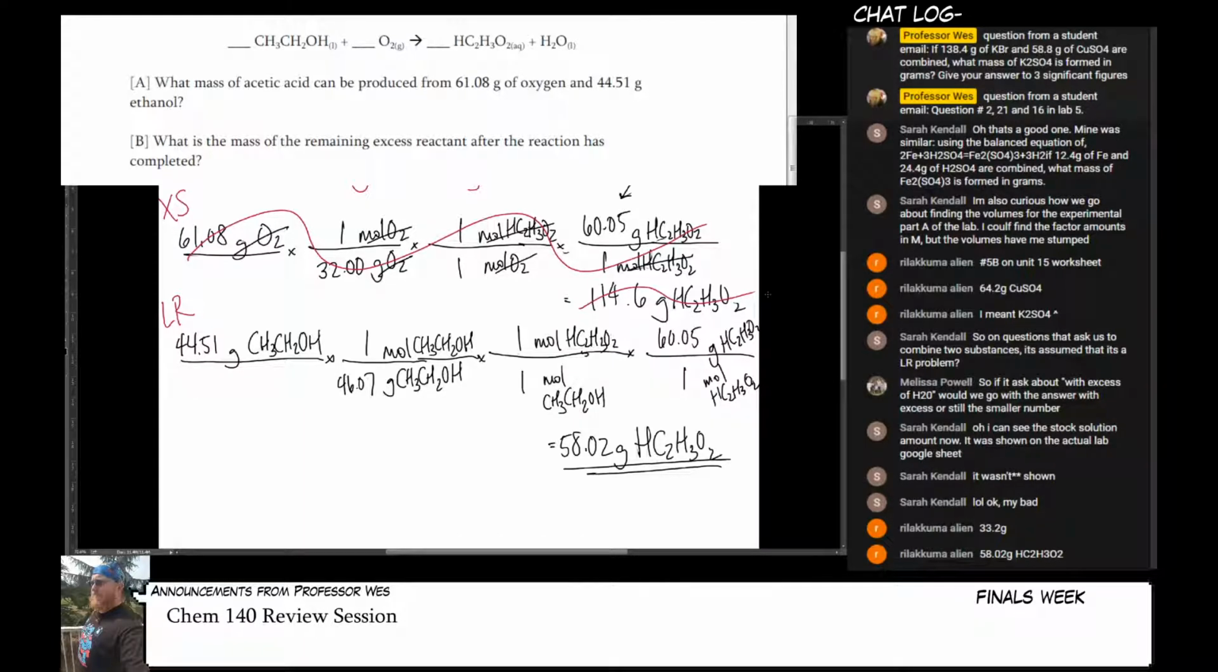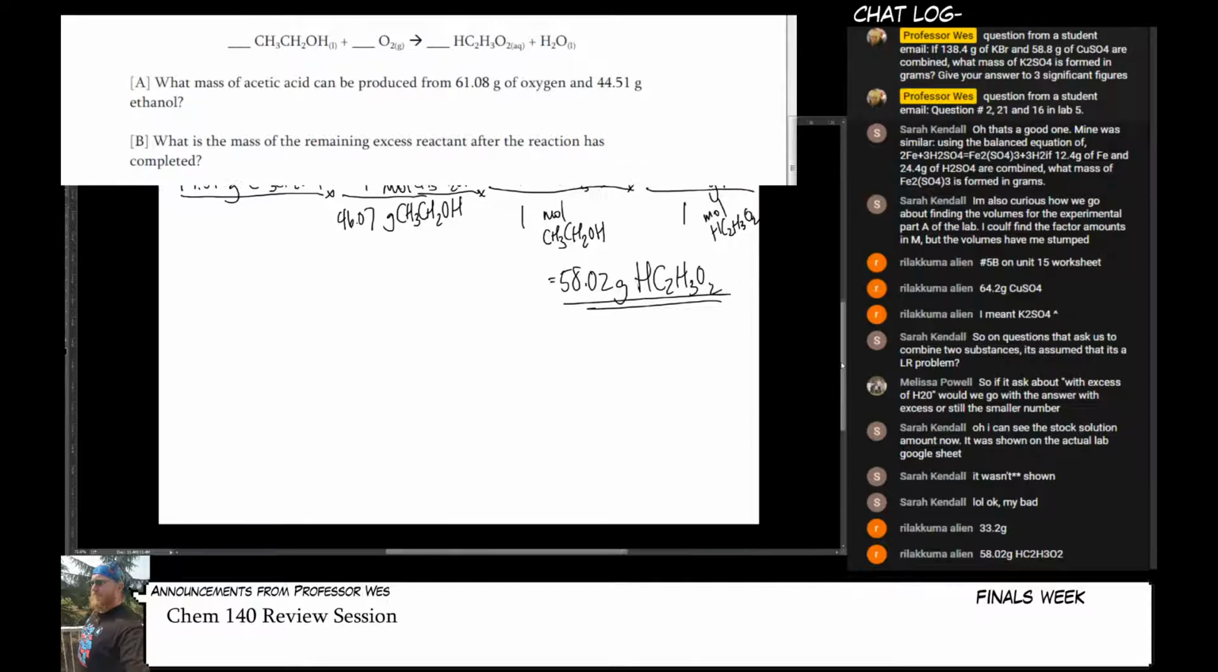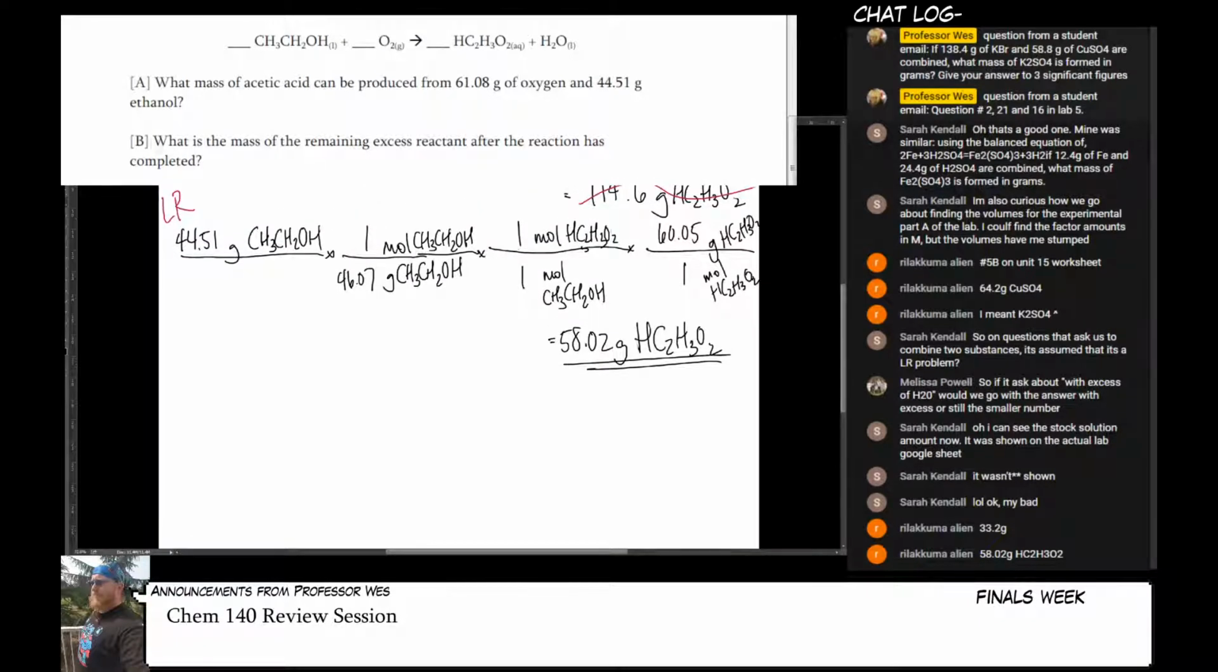So part B is, what is the mass of the remaining excess reactant after the reaction has been completed? So how the hell do you do that? So I'm going to draw a picture here.